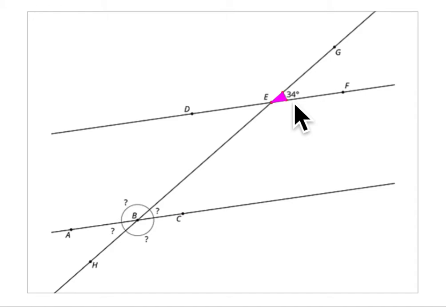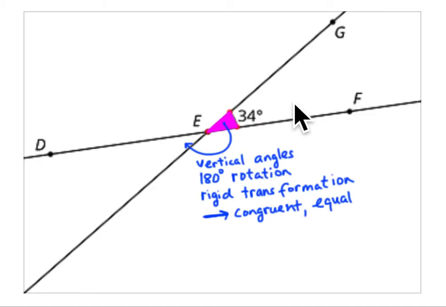Let's go through it this way. If you rotate 34 degrees 180 degrees around this way, say vertical angle, this angle is going to equal 34 degrees. It's a rigid transformation, so the angle is not changing size, you're just rotating it 180 degrees.